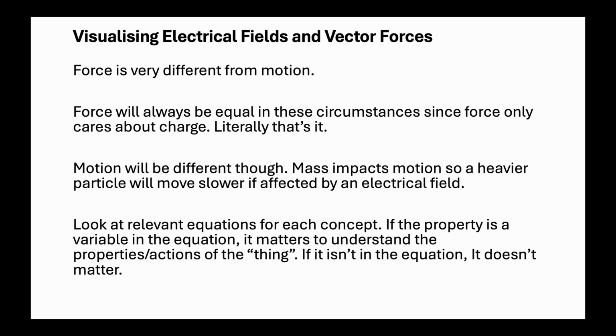And while we can calculate the force, which will just be about charge, we also have another variable, mass. So a bigger particle with the same charge will obviously move slower than a smaller particle. And a good rule of thumb, not even just for electromagnetism but in general, is to look at the relevant equation that tells you about these concepts. If the property is a variable in the equation, then it matters to understanding how the thing will behave. If it isn't in the equation, it doesn't matter.